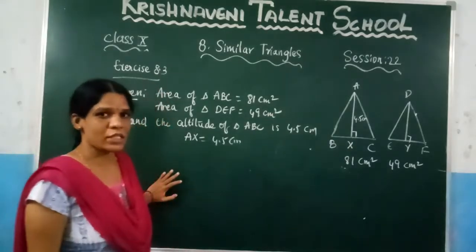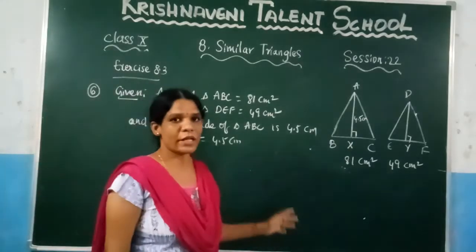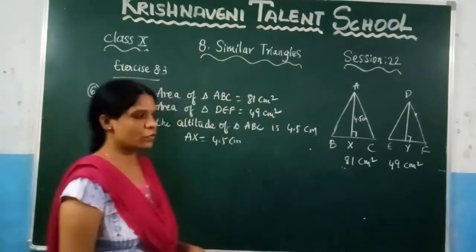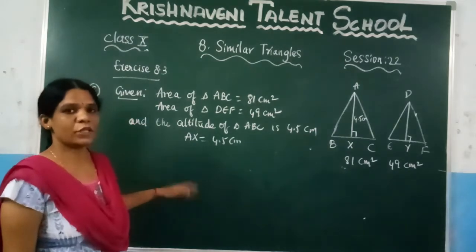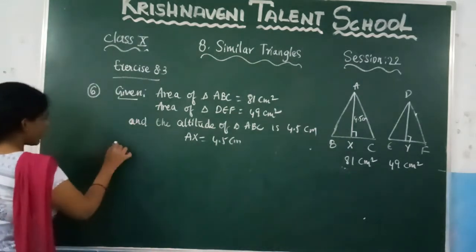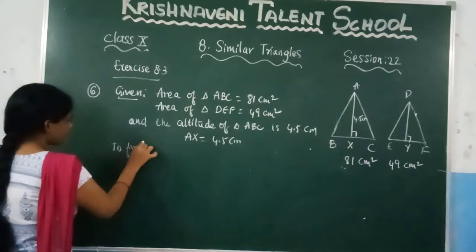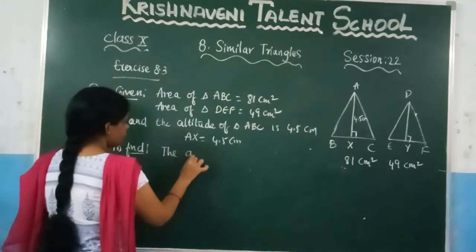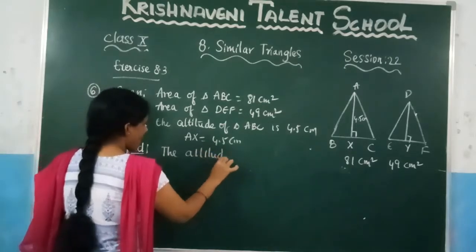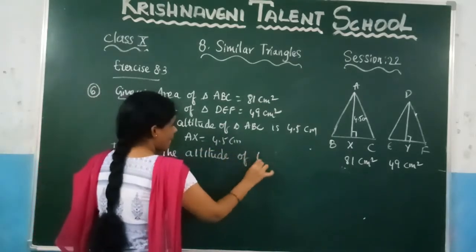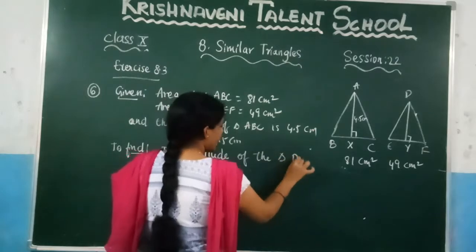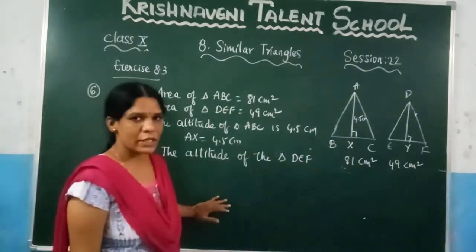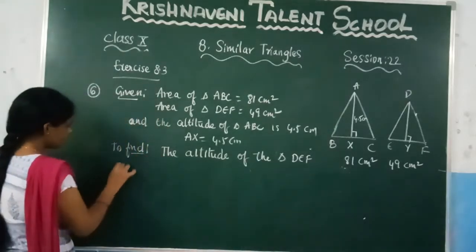So always in a question you need to write what is given, what we need to prove, and after that we have to go for the proof. Here what we need to find, write it here: to find. What we need to find is the altitude of triangle DEF. That means you need to find the length of DY. So let us go for the proof now.